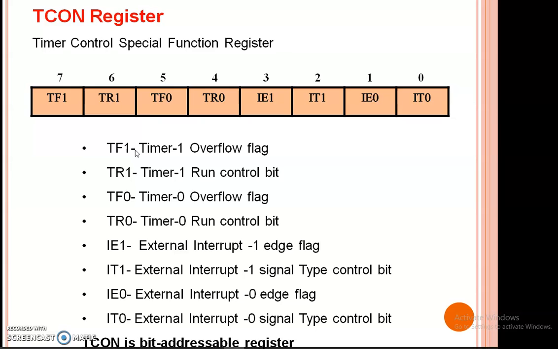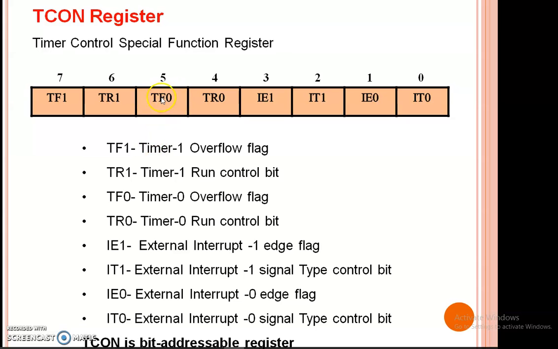Whenever the timer reaches all zeros, it has to send an interrupt to the microcontroller. So by setting TF1 equal to 1, the timer can send its interrupt. Whenever the CPU sees TF1 equal to 1, it means the timer has given the specified delay. Next one, TR1. TR1 means timer 1 run control bit. After loading the number into the timer, you have to use this bit to run the timer. So setting TR1 equal to 1 means you are running timer 1.